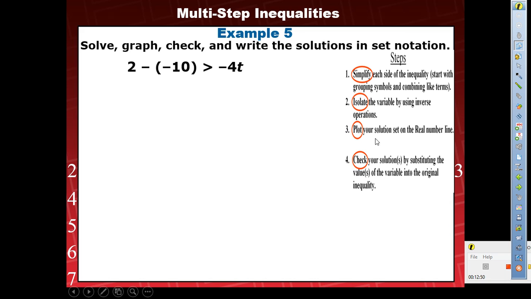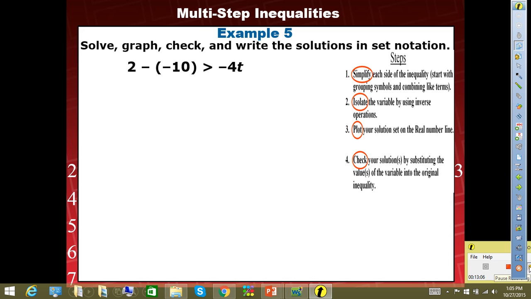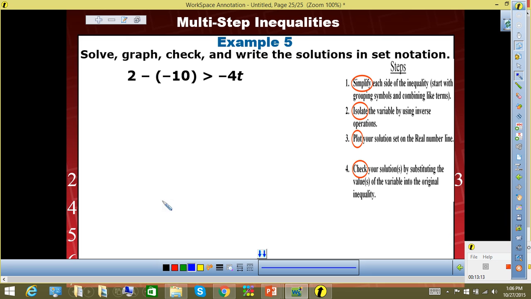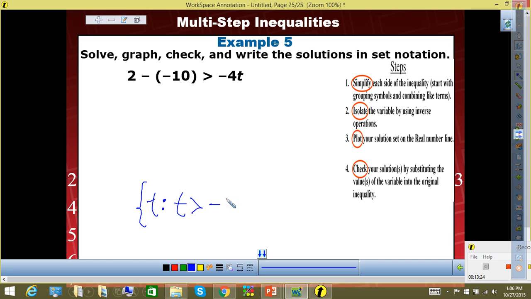Copy this one. Number 5 says 2 minus parentheses negative 10, close parentheses, greater than negative 4t. Copy that and solve. Go. 20 seconds. Okay, what's your solution set for this one? Go ahead, Dylan. Solution set, T. Hands if you got that. That is correct.